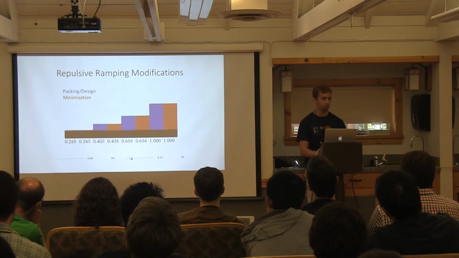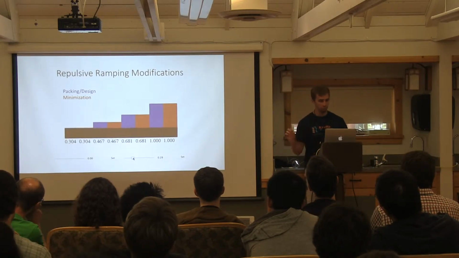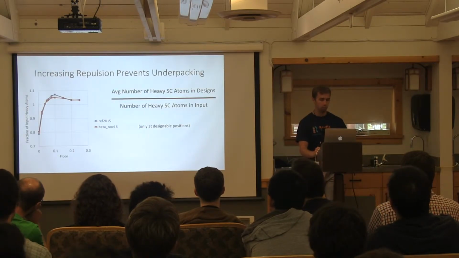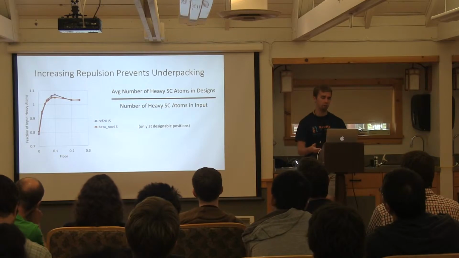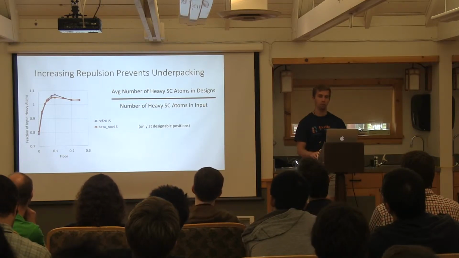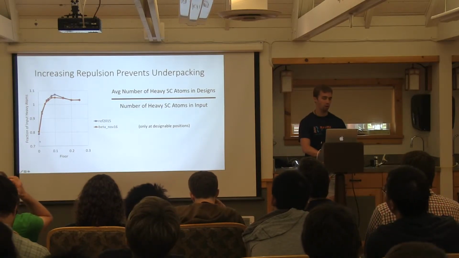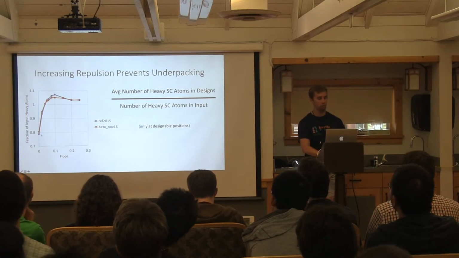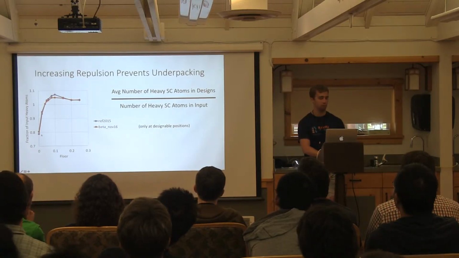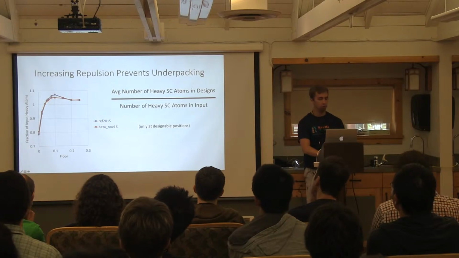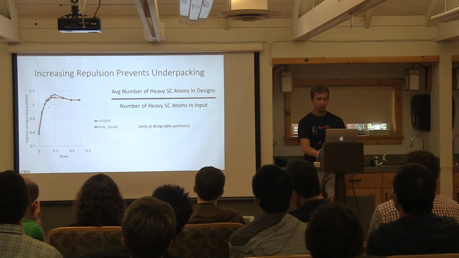Minimization stuff together, so they're always the same, and we do this by just adding the floor for all of those 50 monomers. What I'm showing here is the average number of heavy core side chain atoms in the design divided by the input. Over here we have the four that we're using. Zero is the current standard for FastDesign, and like I said, we lose 20% of the atoms. But by increasing repulsion, we end up with more atoms, and address this issue that I saw.